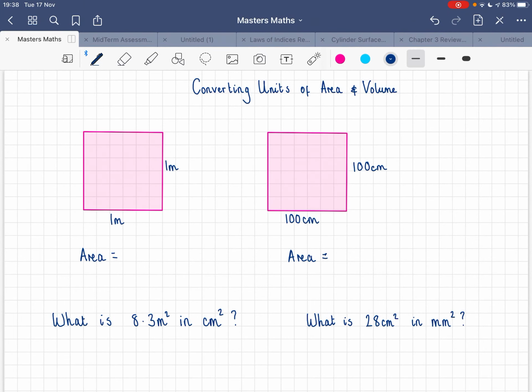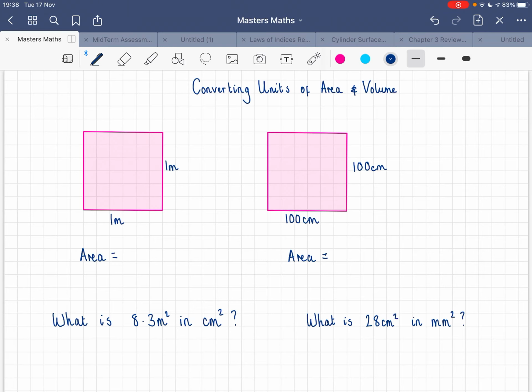Hello, this video is just going to be a really short video on how to convert units of area and volume. This is usually something that comes up within a different question.